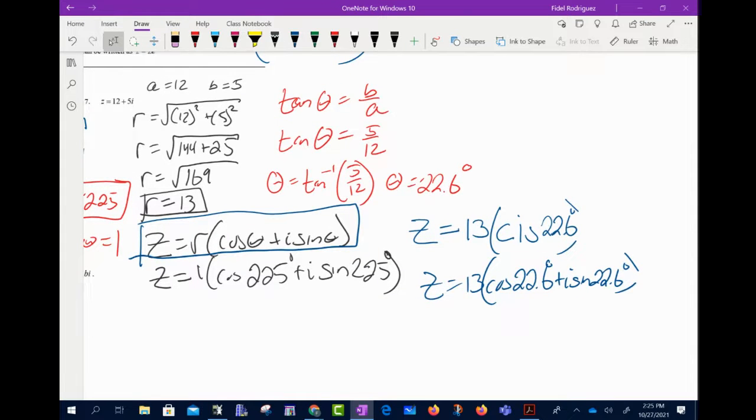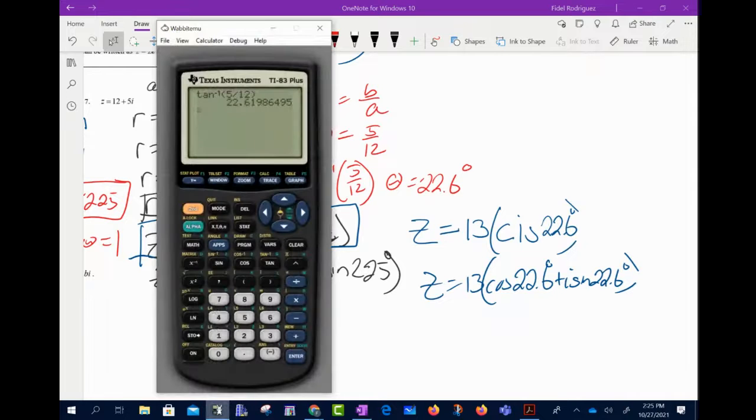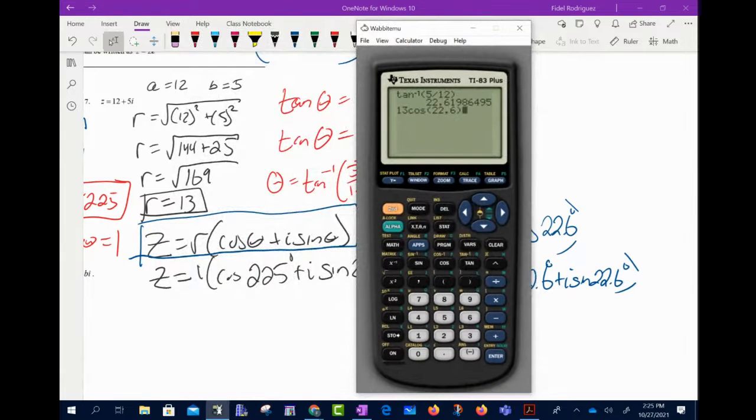22.6. So we can decide to check cosine and i times 22.6. So look, let's do this. Let's go, what's 13 times the cosine of 22.6? All right, what number do you think we should be coming up with? What is my A? 12. Take a look. Pretty close, right? And then if we take 13 times the sine of 22.6, we should get something really close to 5. 4.995. That's pretty close, right?